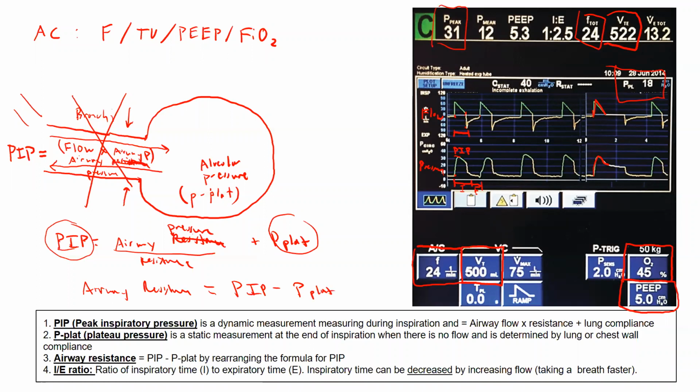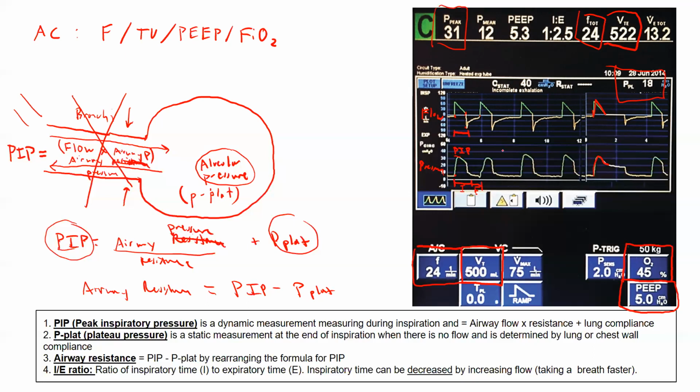Because remember, when you do that plateau pressure, you're taking a breath in, you're holding it, so all the pressure in your lungs is coming from your alveoli, and anything that's going to inhibit opening up those alveoli is going to increase your plateau pressure.